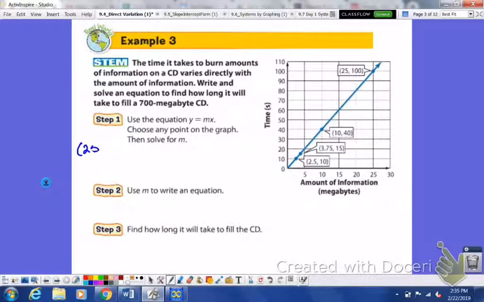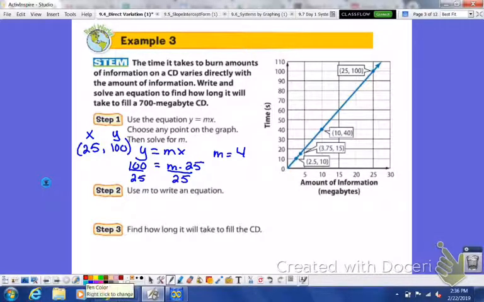So I have 25, 100 as my point. I'm going to label that x and y. So if I'm using y equals mx, I know that y is 100. I'm looking for m, times, I know that x is 25. So if we go back to last chapter, we would solve for m by dividing by 25. So we get m equals 4.